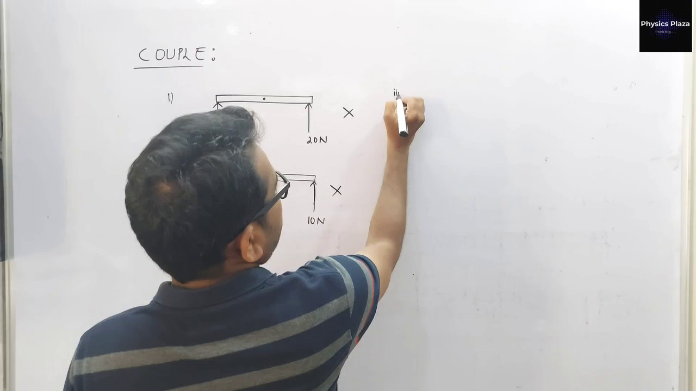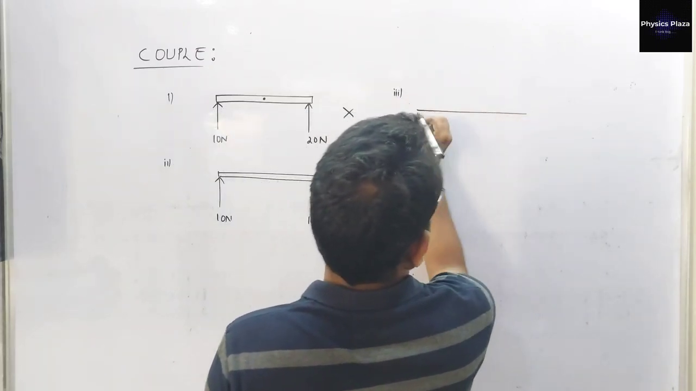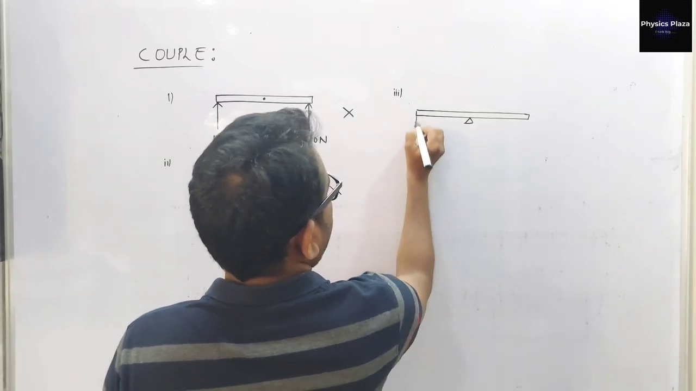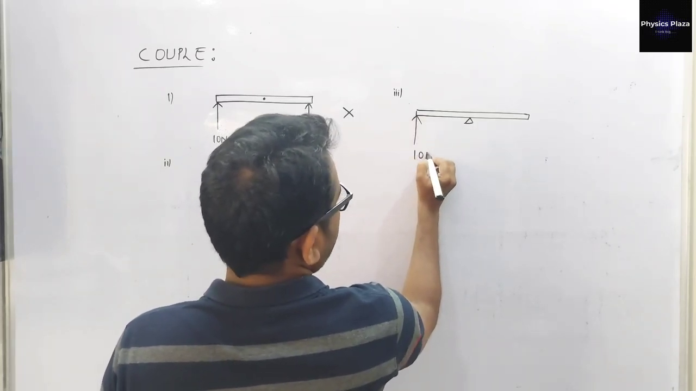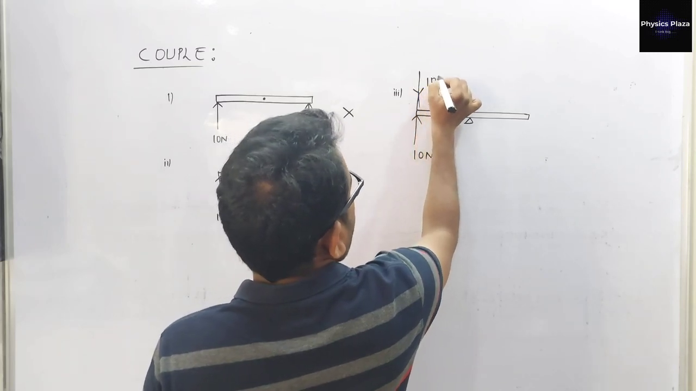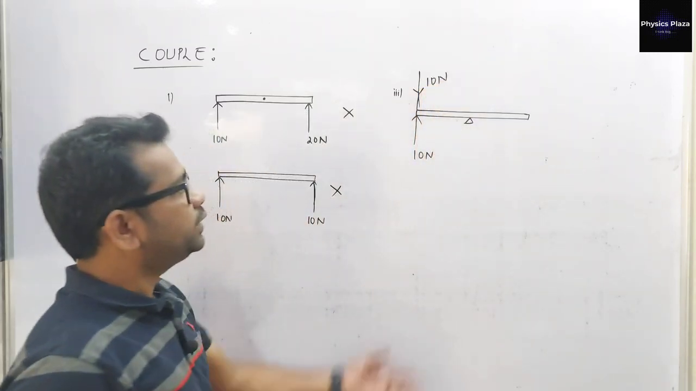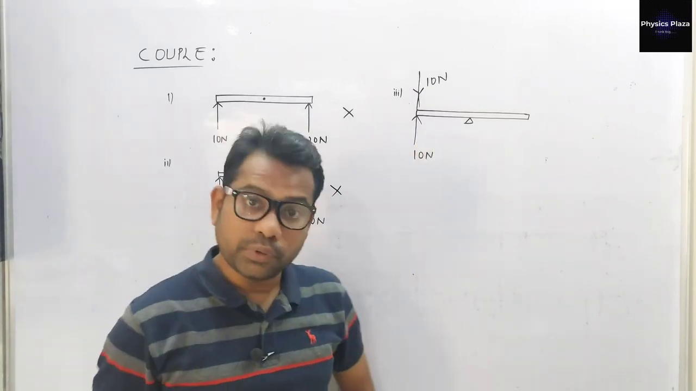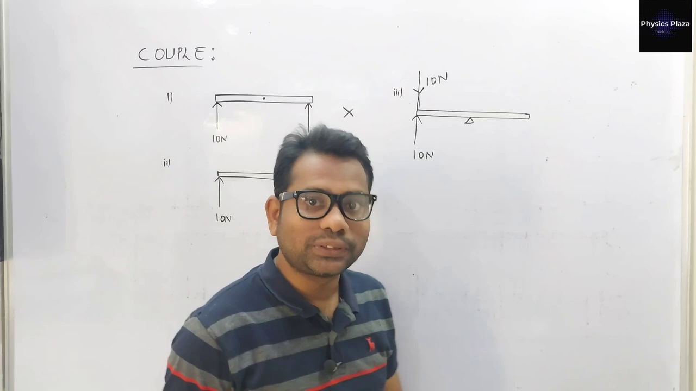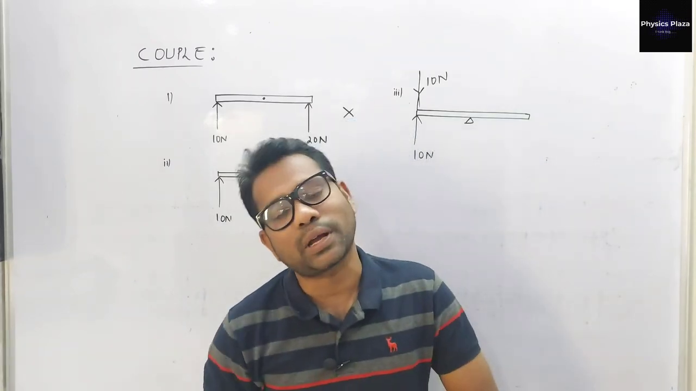Now, third one, let us take one more example. Here is a rigid body. It is a pivot point. Here, a force of 10 Newton is acting. Here, a force of 10 Newton is acting. Here you may wonder, sir, equal forces, and in opposite direction also. Still, they do not form a couple. So then you may get one doubt, sir, please tell me what two forces will form a couple.